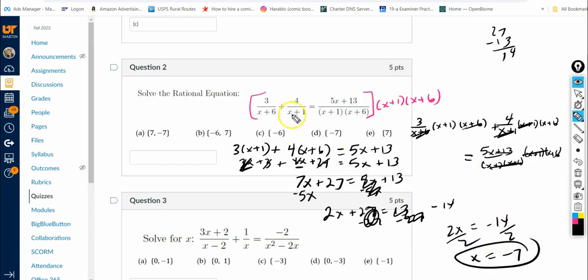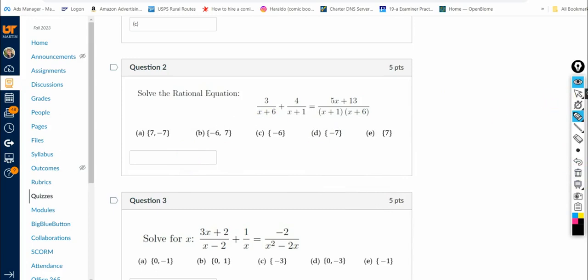Now, before I say that's the answer, I just check negative 7 is allowed, that it doesn't make the denominator 0. So negative 7 here is going to make that negative 1. That's fine. That becomes negative 6. That's fine. Okay, so negative 7 is allowed. And I'm going to be getting D.